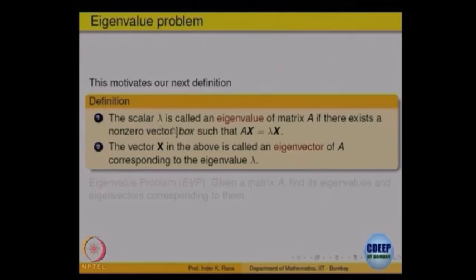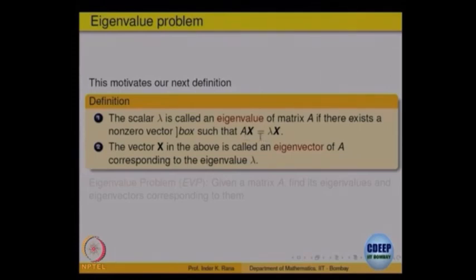The scalars which are going to appear on the diagonal are nothing but the solutions of determinant of A minus lambda I equal to 0. So, it becomes important to solve determinant of A minus lambda I equal to 0. So, let us write that as a definition. These are the questions. Lambda is called an eigenvalue if there exists a non-zero vector x, such that Ax is equal to lambda x. Oh gosh, it is a typo.